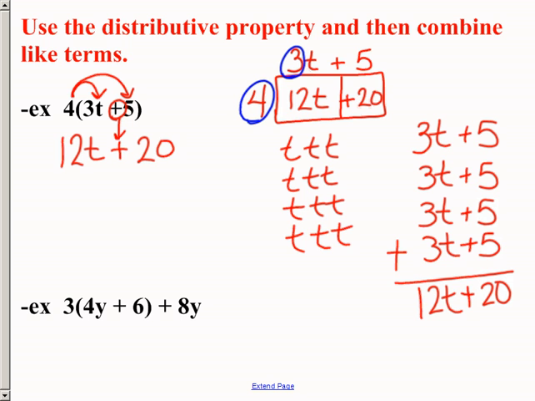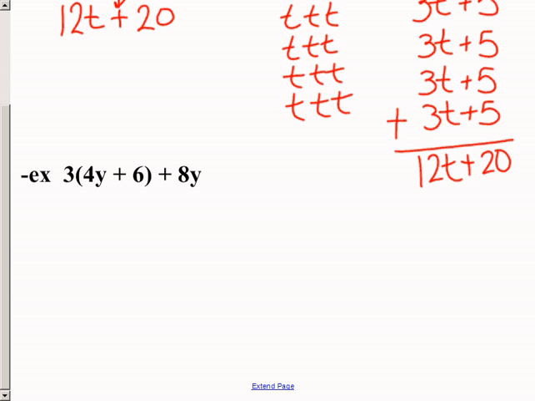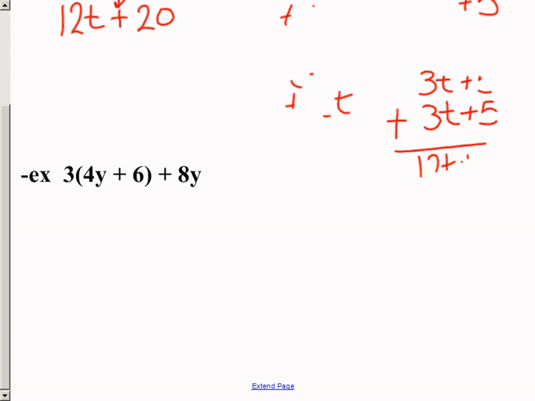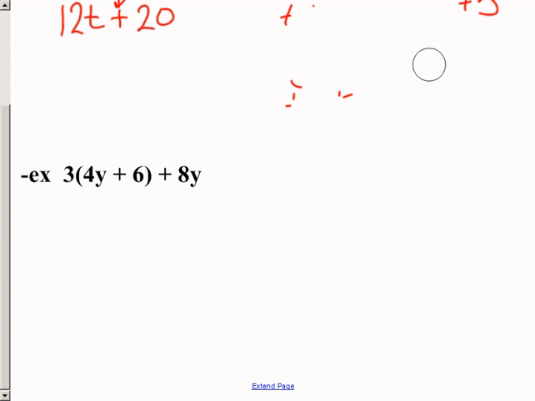So that's a pretty simple example with distributive property. If we look at another one, this one still has some distributive property because we have something outside the parentheses, times an addition problem. So we still need to use the distributive property, but there's another term there at the end. So we need to go ahead and use our distributive property, 3 times 4y plus 6, and we can draw a picture for that just like we did for the last one, where we use an area model.